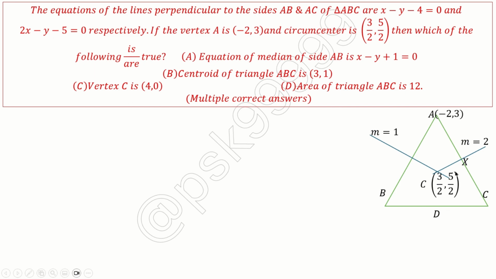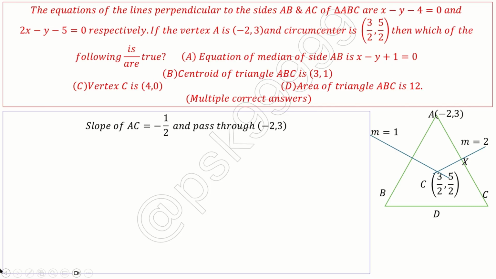And now this is my circumcenter, which is C, 3 by 2 comma 5 by 2. And A is given. One vertex A is minus 2 comma 3. This is also given. Okay, now let's see.